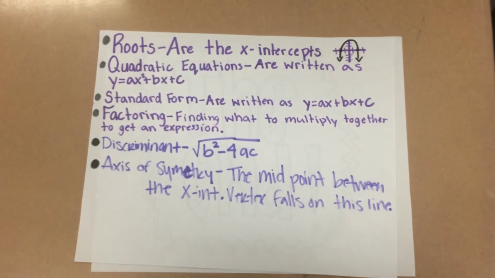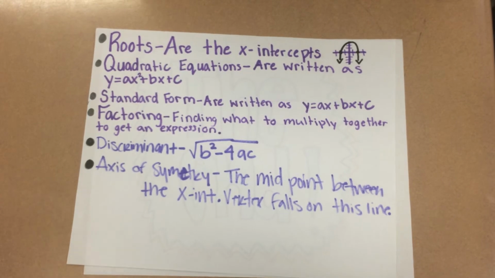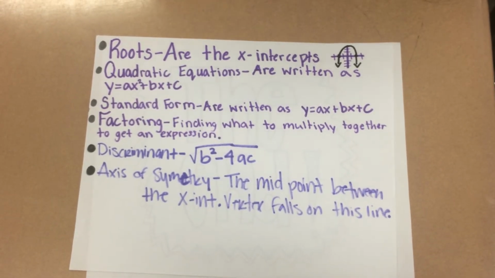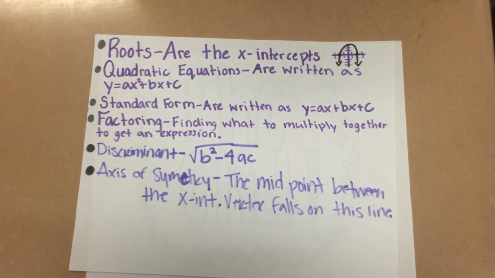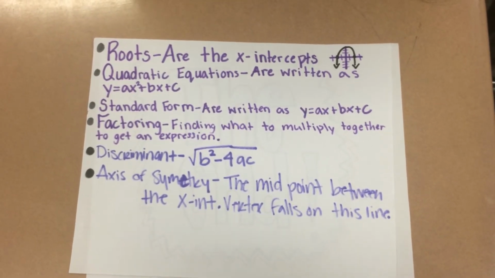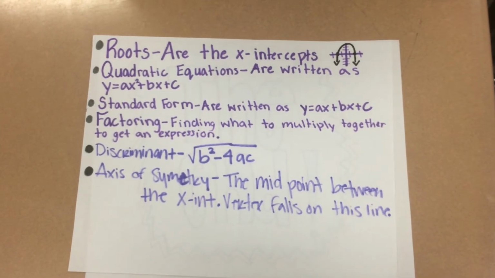Facts. Roots are the x-intercepts. Quadratic equations are written as y equals ax squared plus bx plus c. Standard form is written as y equals ax squared plus bx plus c. Factoring: finding what to multiply together to get an expression.